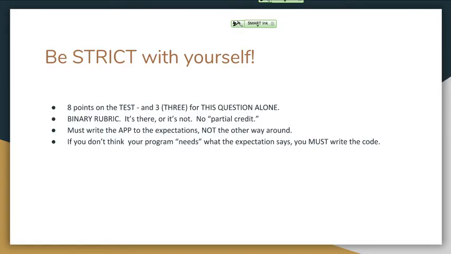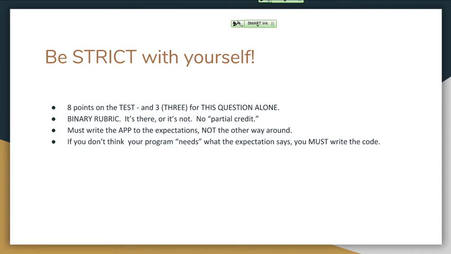When you do this, realize that the AP test has 8 points in it, and 3 of those 8 points are for this question, 2C alone. And it's a binary rubric, which means for each of these points, it's either there or it's not. You don't get any partial credit for getting halfway there. You have to write the app to the expectations, not the other way around.